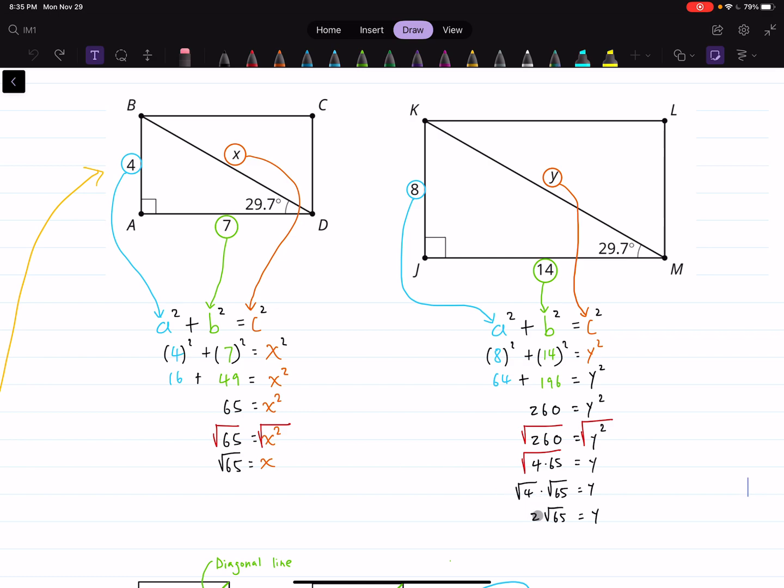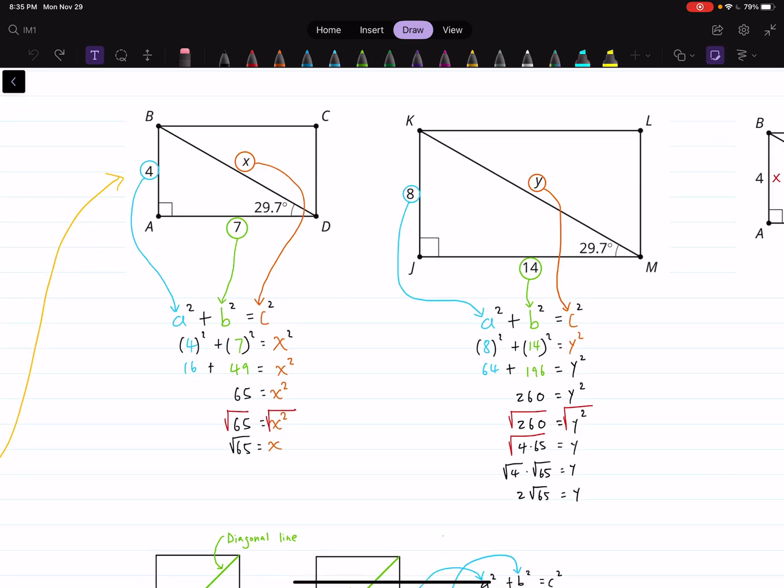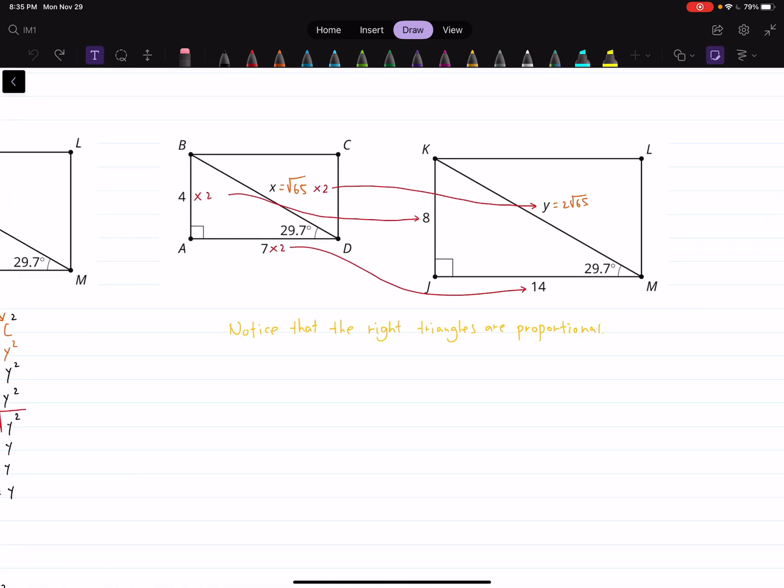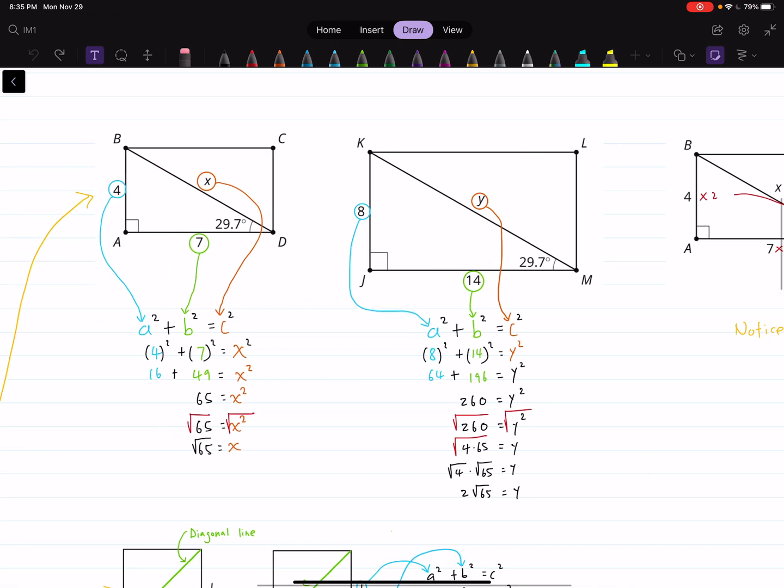So it's actually saying 2 times square root of 65, which just means that there's 2 times the length of square root of 65. As you can see, I drew another diagram here that kind of specifies what I mean. So 4 times 2 right here is 8. 7 times 2 is 14. And square root of 65 times 2 is 2 square root of 65. So that's basically how you find the different lengths of the hypotenuse and the different legs.